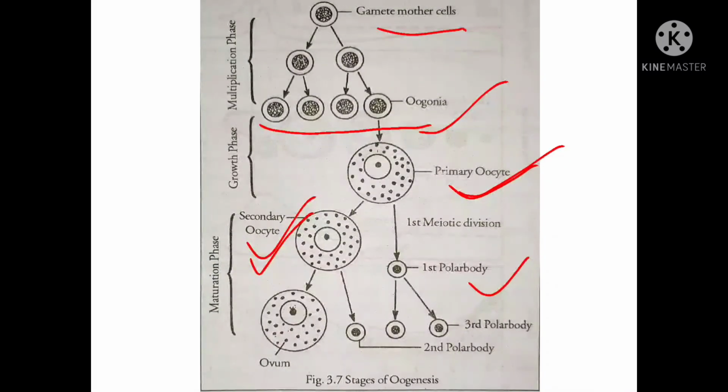In the meantime, from the first polar body, two third polar bodies are formed. Further, except the ovum, all three polar bodies are destroyed.